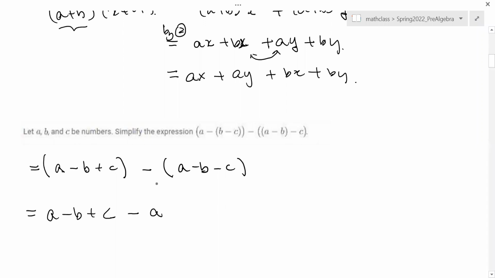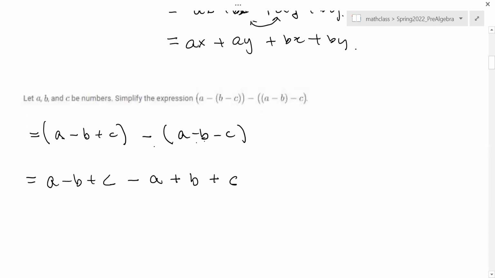Minus a, but you have two negative signs here, then you change the sign. Negative becomes positive. So now you find a and minus a, and you can regroup them, right? You can move them around. And here's minus b plus b and plus c plus c. So it's clear that a cancels out, b cancels out. That's just 2c.